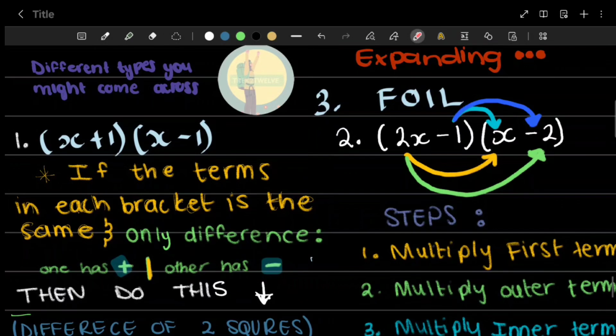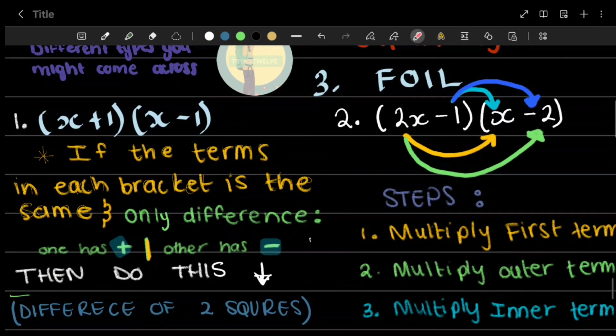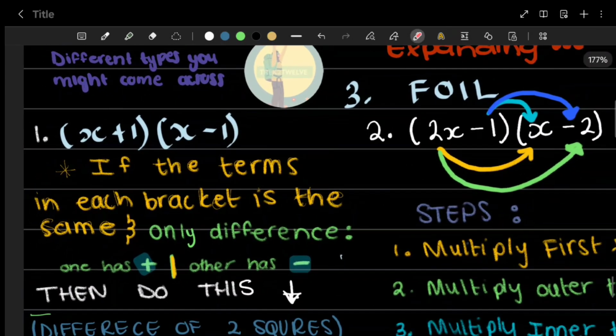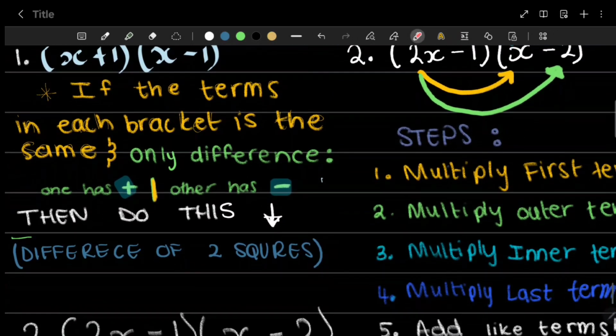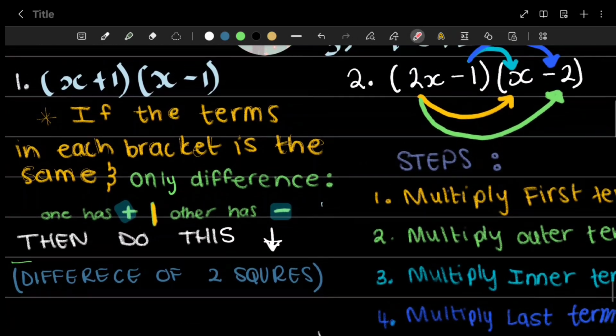Now, there's something that you need to know before you get started with something like this, and that is if you come across something like this. So if the terms in each bracket are exactly the same, for instance over here, x and 1, x and 1, and the only difference is that one of the brackets has a positive sign and the other bracket has a negative sign, there's something that you should do that will make your life easier.